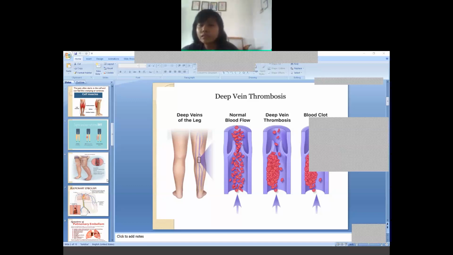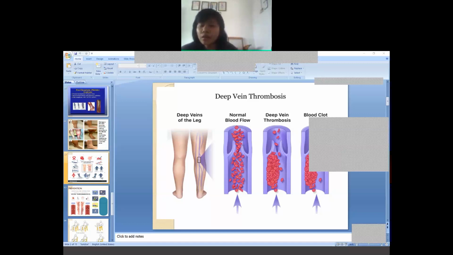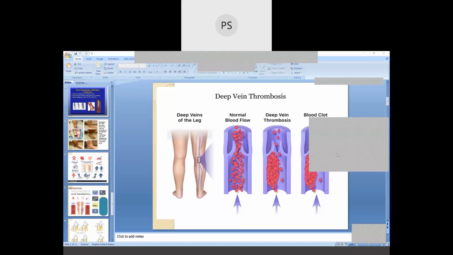Next, Prakriti. Prakriti Rai. Okay, Phinisha.